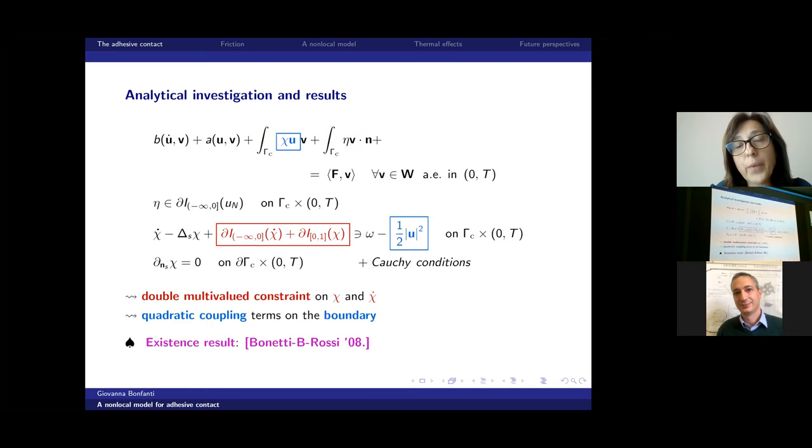I just underline the analytical difficulties which are connected to the study of the system. Here we have the double multivalued constraint on the solution and on its derivative. And this is, of course, trouble from the analytical point of view. And also this coupling by these quadratic terms, which are on the boundary. But we can overcome all these difficulties, and we can prove that this problem admits a solution.